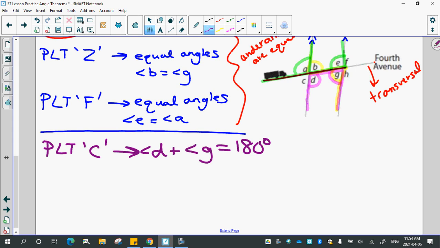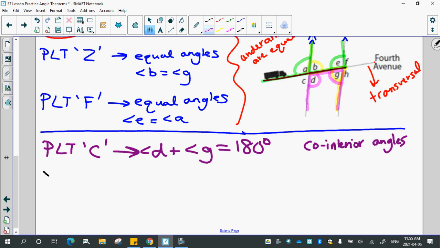Angle D plus angle G is 180 degrees. Okay, so that's the C pattern. So Z and F make equal angles. PLTC make what we call co-interior angles. So those are the three letter patterns that come with parallel lines. Those three letter patterns come out of parallel lines.